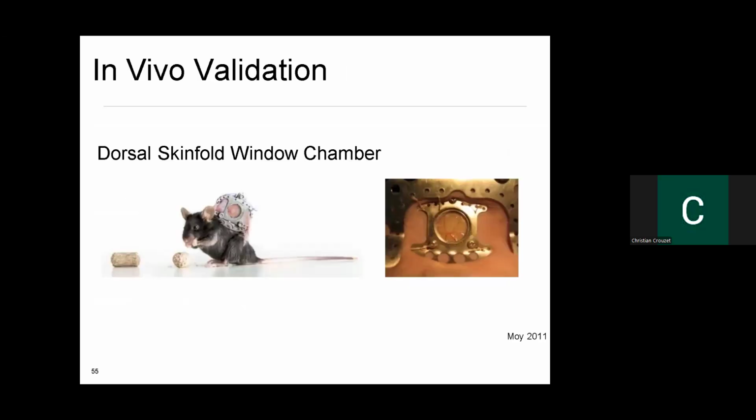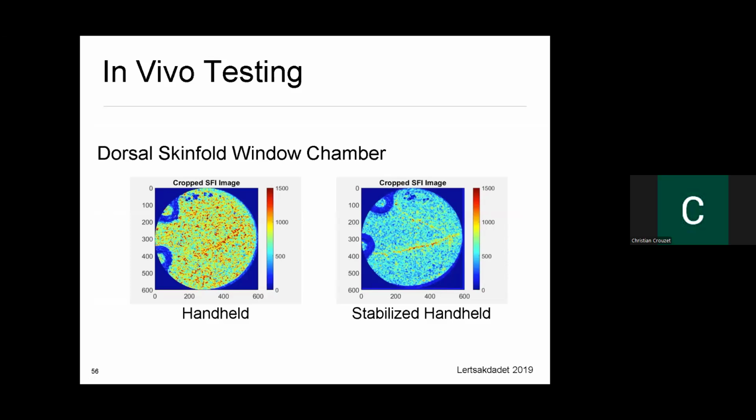And to compare the previous handheld to the stabilized version, a lot of work that Bernard did in the lab was using this dorsal skin fold window chamber model, where the epidermal side is removed on one side to expose the vasculature on the back of a mouse. So we wanted to use this to compare kind of the vasculature in a handheld format and comparing it to the stabilized format. So on the left, we have the handheld images, and on the right is the stabilized.